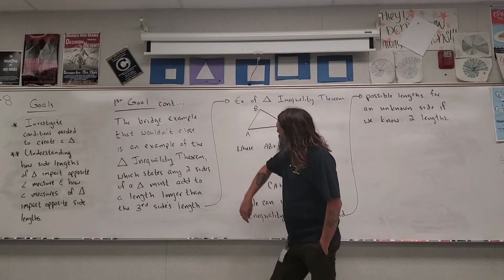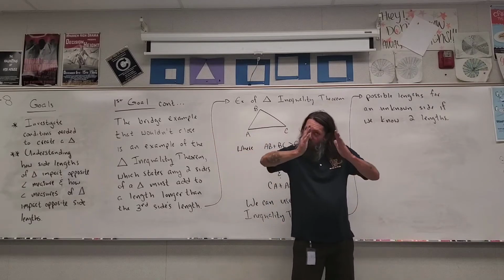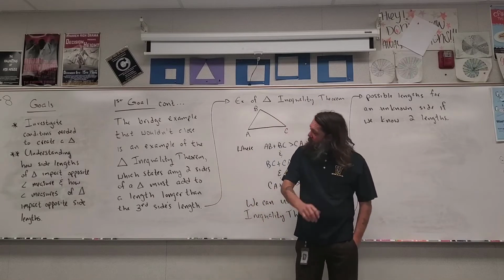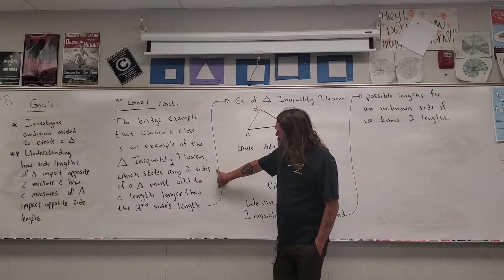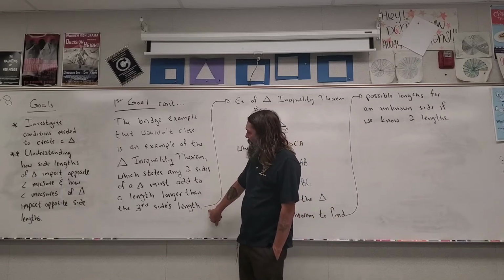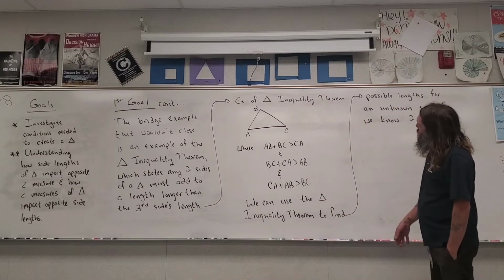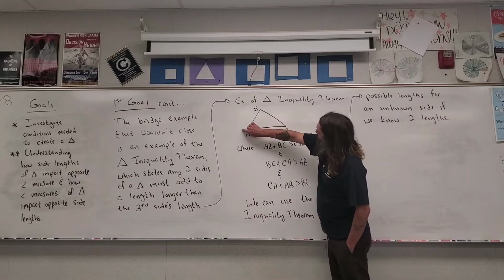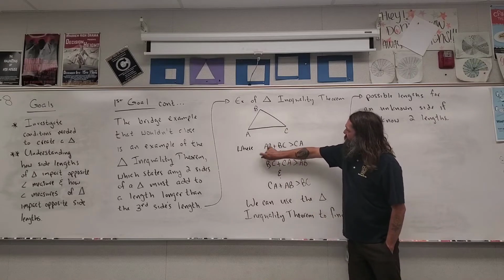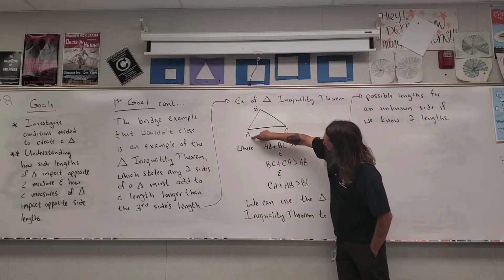So the bridge example that wouldn't close is an example of the triangle inequality theorem. So when it didn't close, we created a triangle, which states, and now I'm going to make this more mathematical, that any two sides of a triangle must add to a length longer than the third side's length. So here's an example of the triangle inequality theorem. So I have length AB, length BC, and length CA, where the length of AB plus the length of BC must be greater than the length of CA.